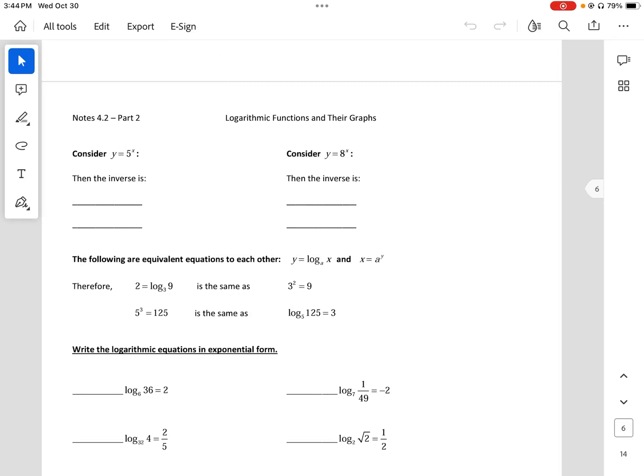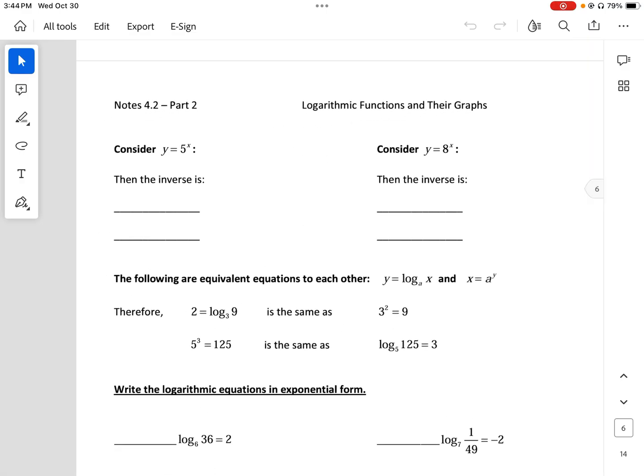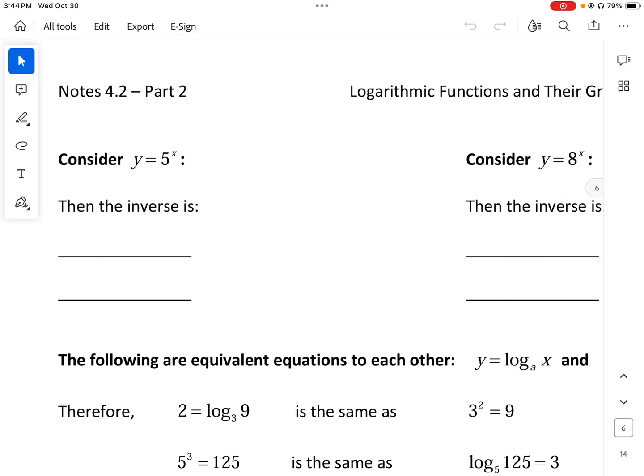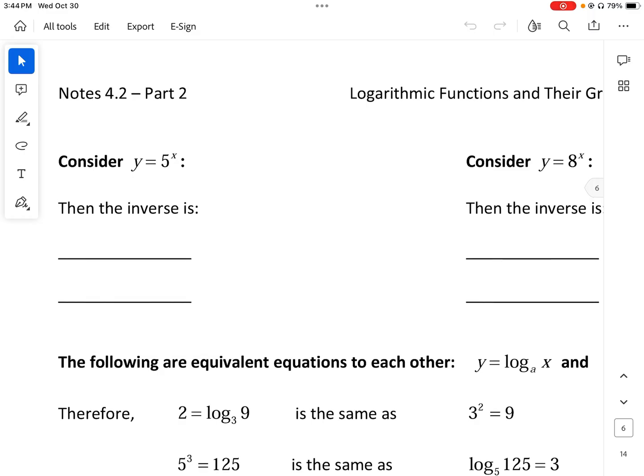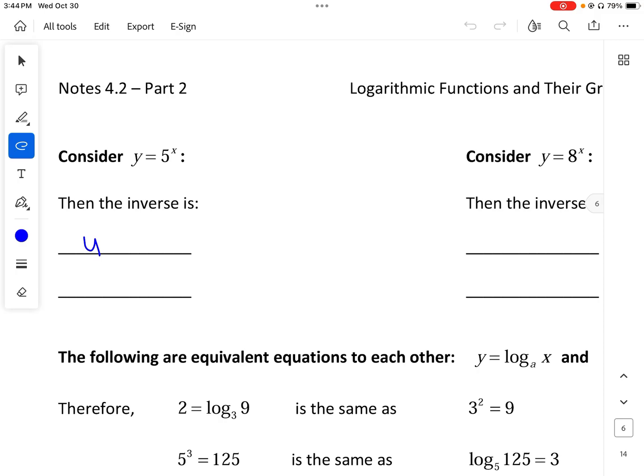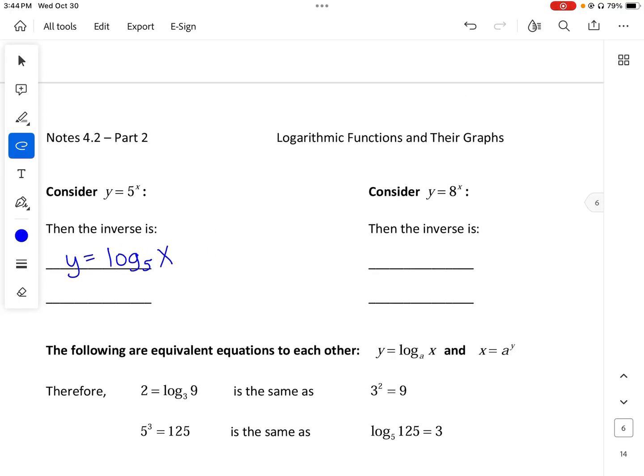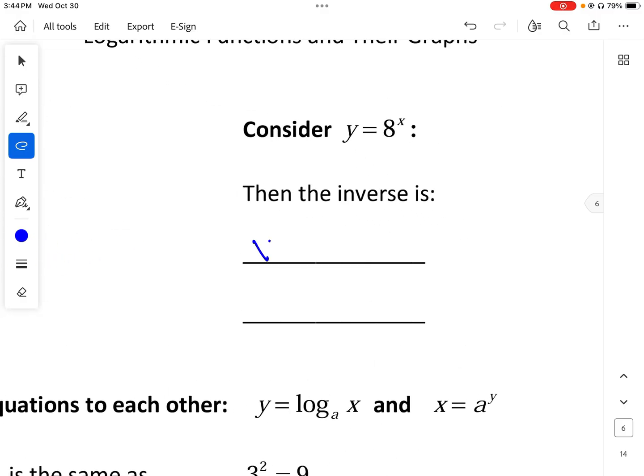We are going to continue with log functions and their graphs. So let's look at y equals 5 raised to the x. The inverse is going to be y equals log base 5 of x. If we have y equals 8 to the x, the inverse is going to be y equals log base 8 of x.